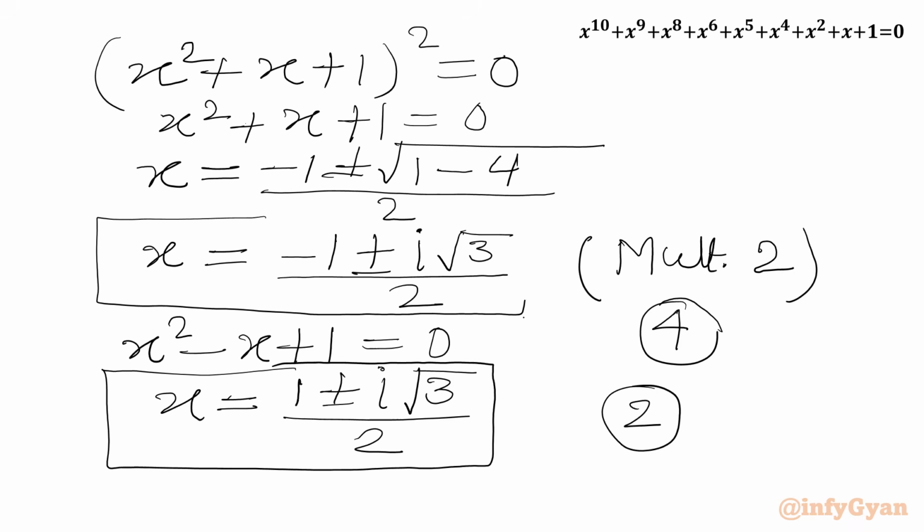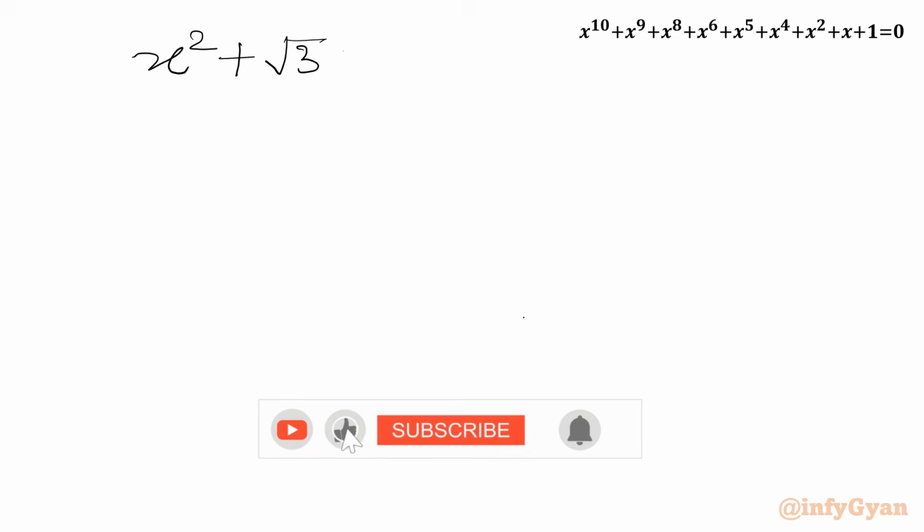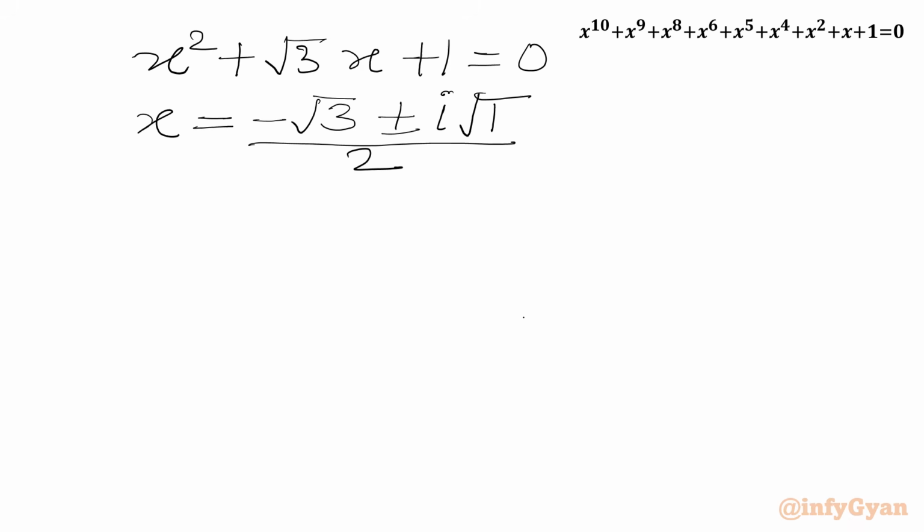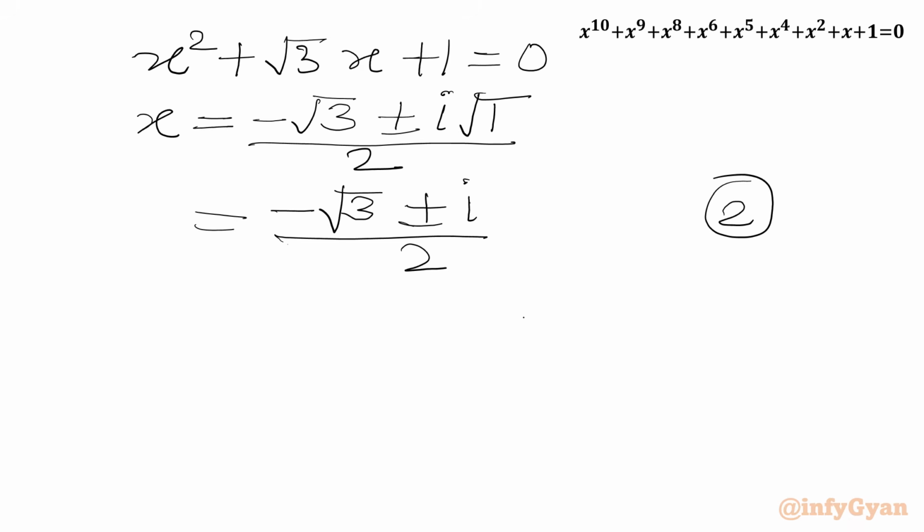Now we will take up the third equation, x square plus root 3x plus 1 equal to 0. Again we have to use the quadratic formula. We will get minus square root 3 plus minus i square root 1 over 2, which will be equal to minus square root 3 plus minus i over 2. So two solutions from here.